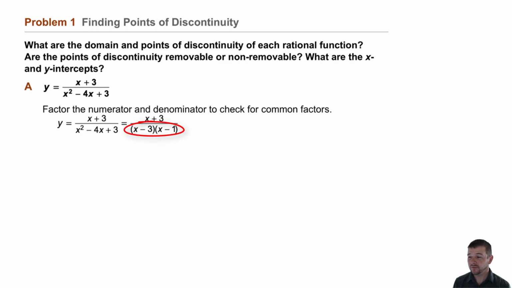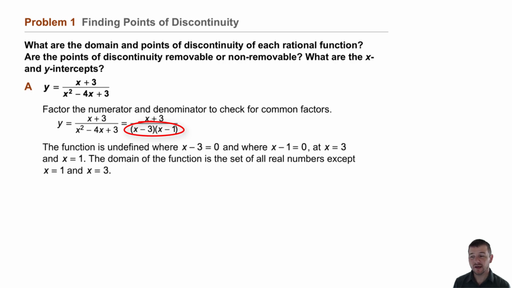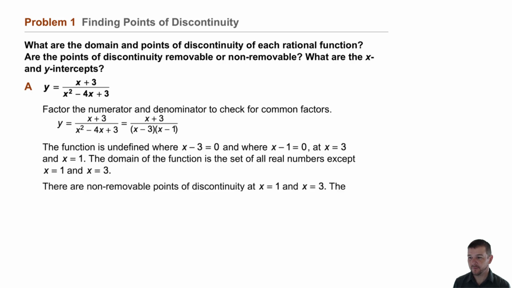Considering the denominator, we can state the function is undefined where x minus 3 equals 0, causing a 0 denominator, and where x minus 1 equals 0, causing a 0 denominator. That would be at x equals 3 and at x equals 1. The domain of the function is the set of all real numbers, except x equals 1 and x equals 3. There are non-removable points of discontinuity at x equals 1 and x equals 3.